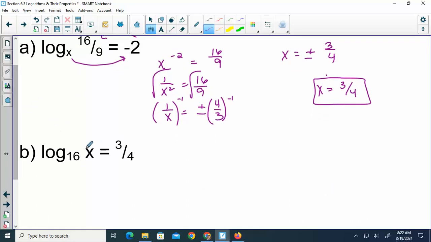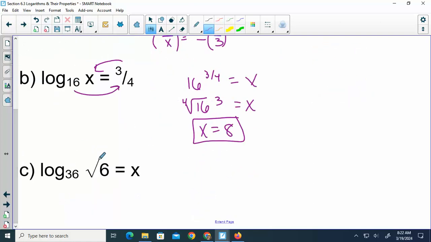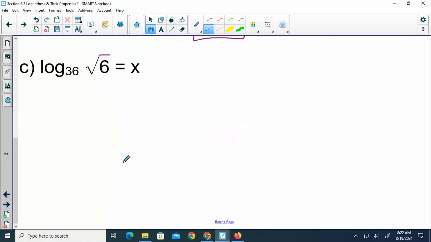All right, B. So 16 to the 3/4 equals x. 3/4 means the 4th root of 16 cubed. 4th root of 16 is 2, 2 to the 3rd is 8. And is that answer okay?